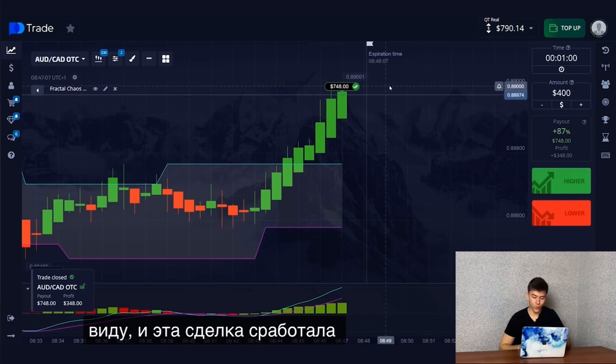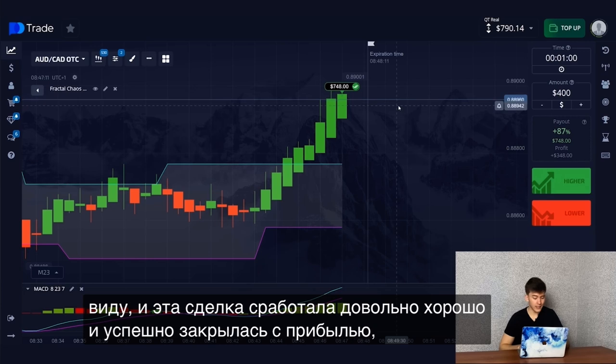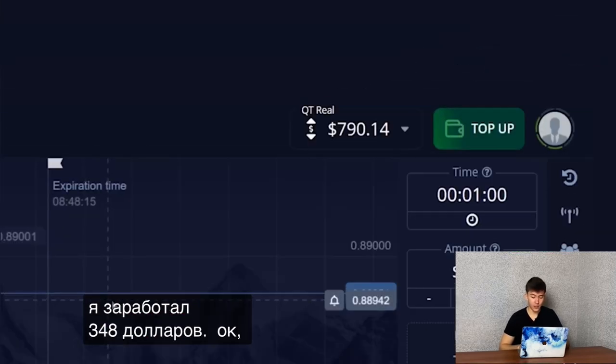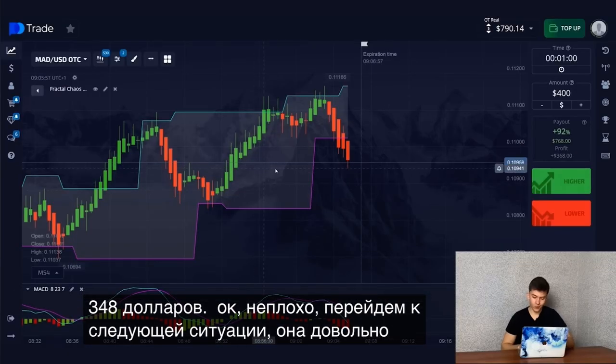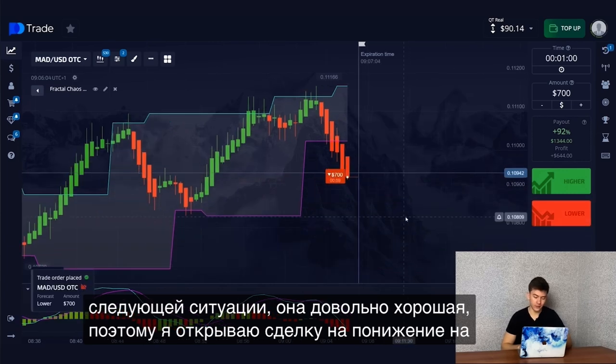And this trade worked pretty well and successfully closed in profit, and I made $348. Okay, not bad. Let's move on to the next situation. That's a pretty good one. So I'm making a downside trade for $700.